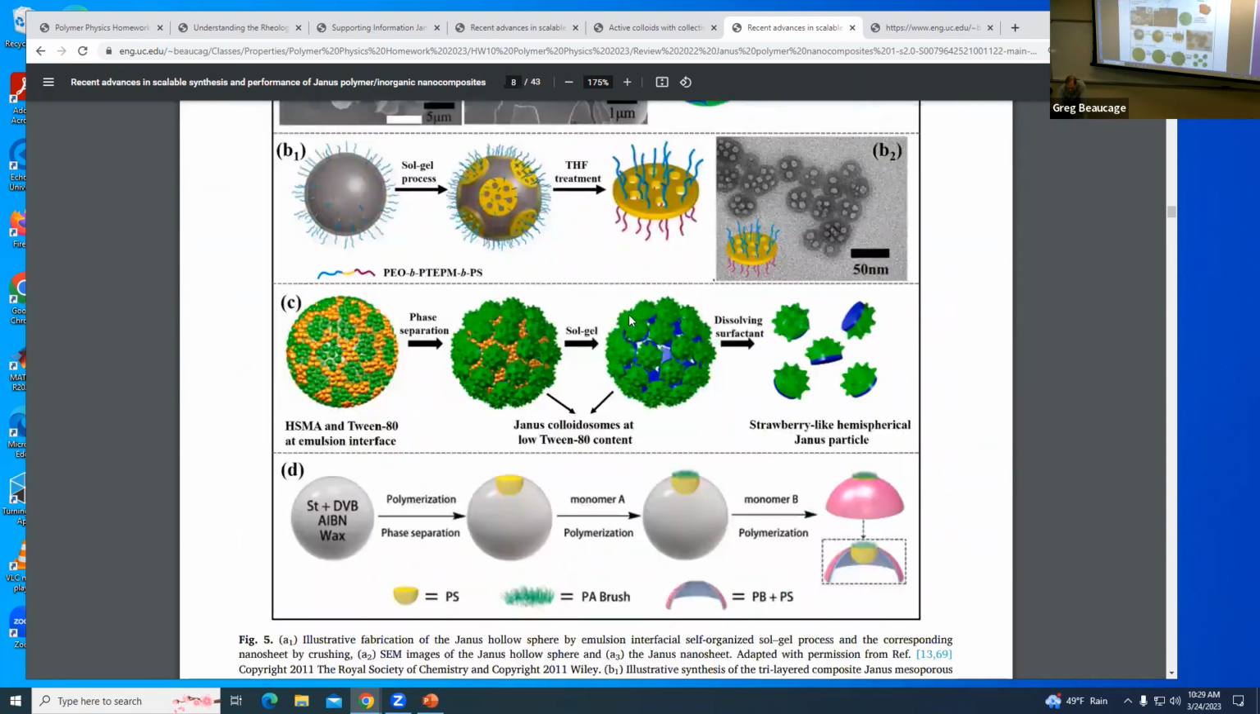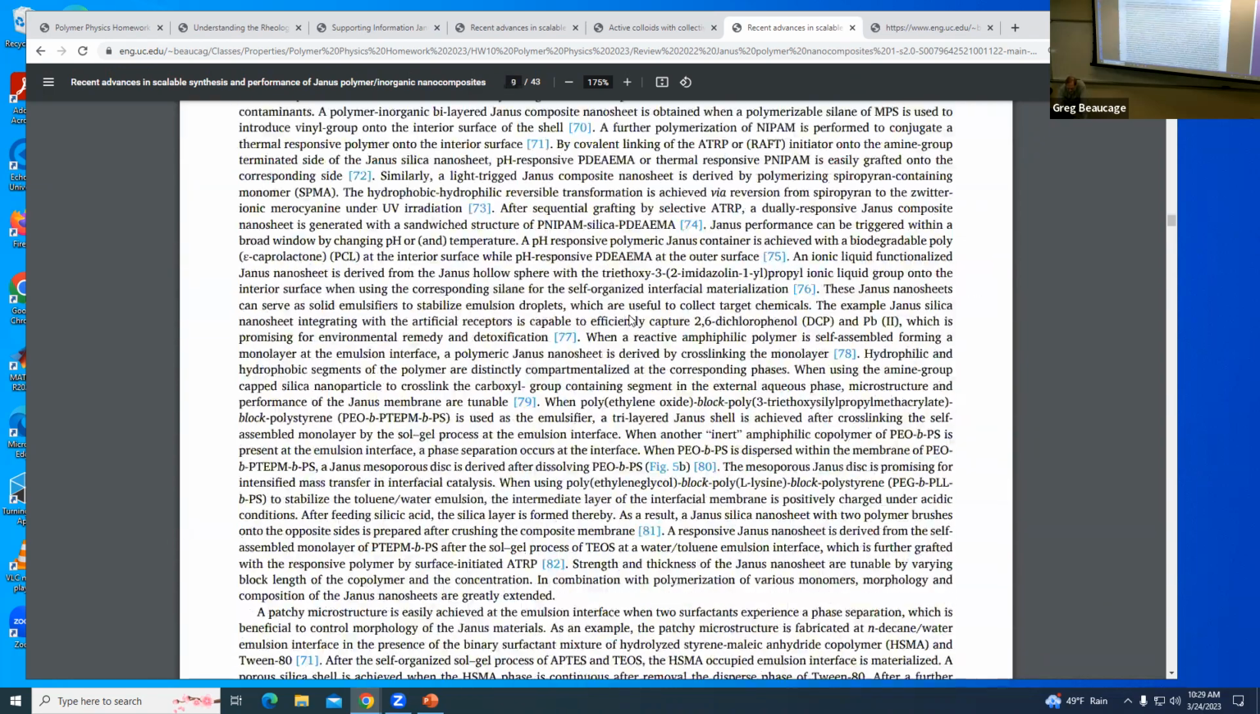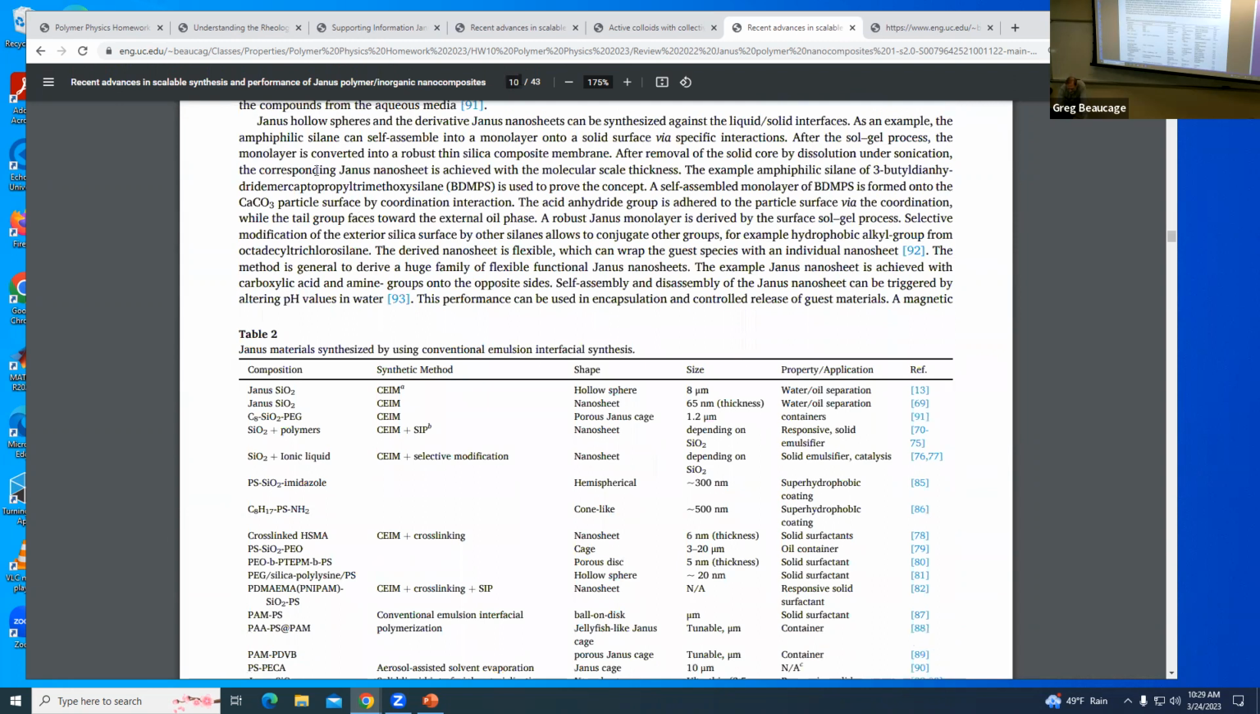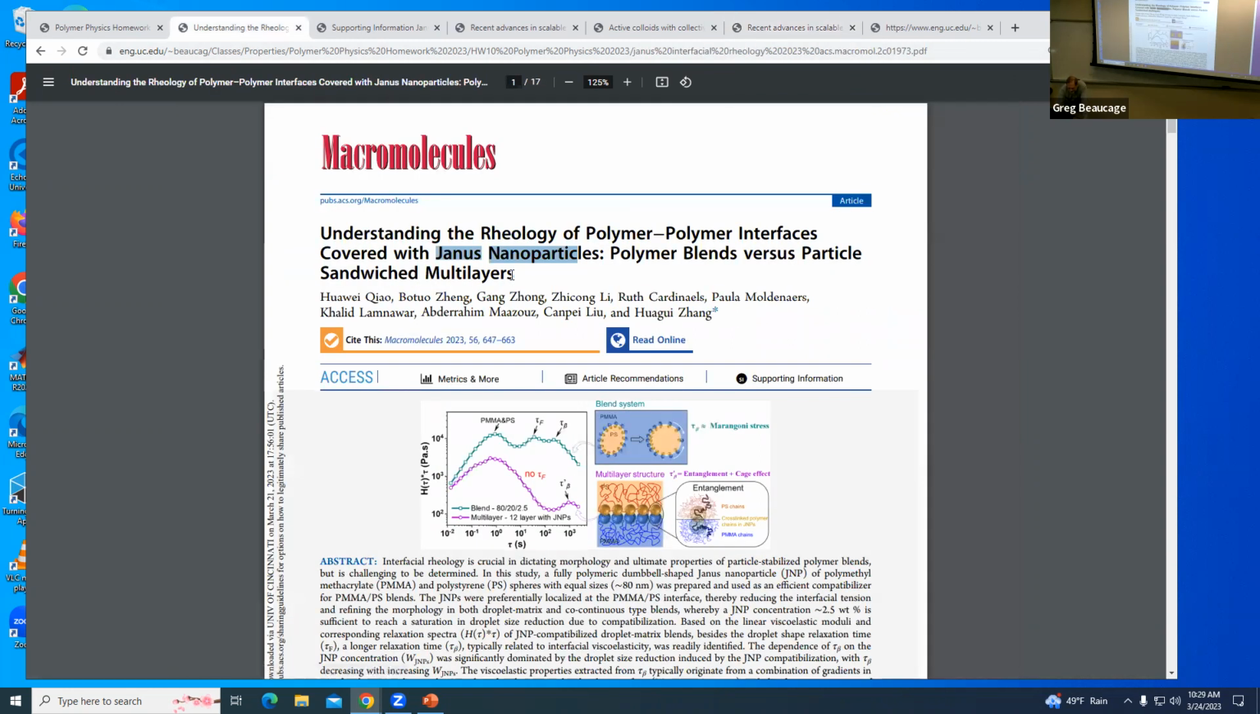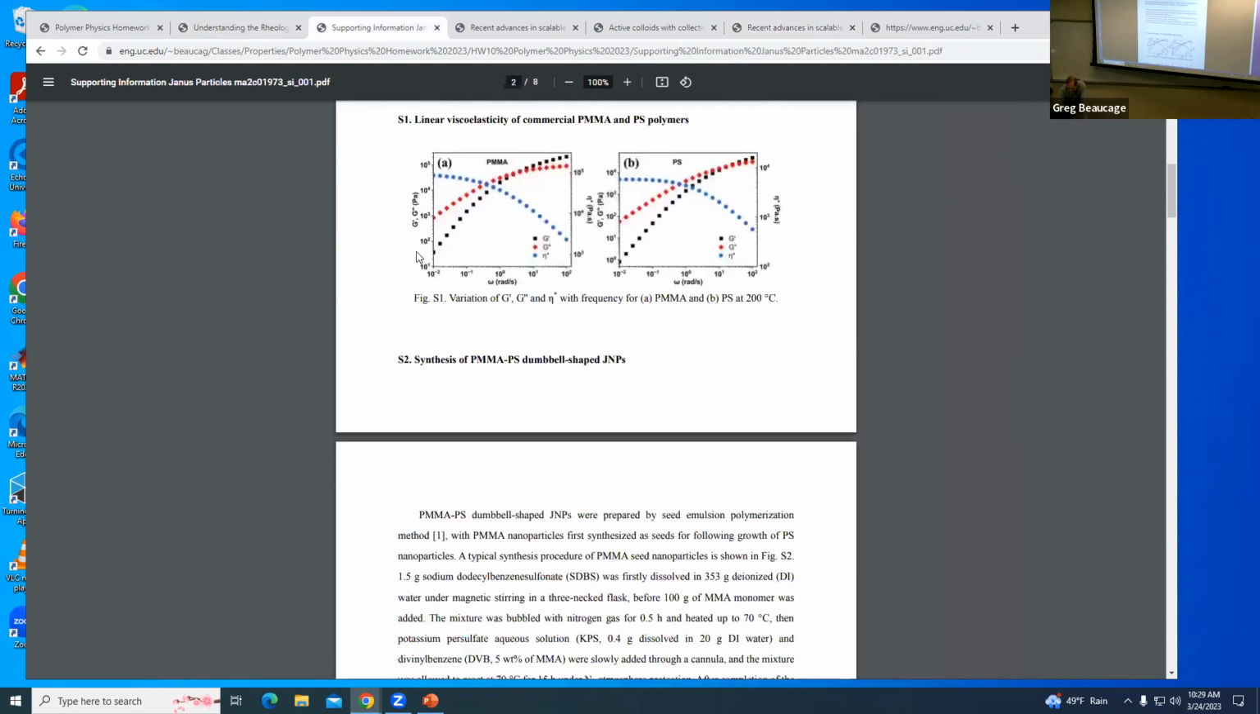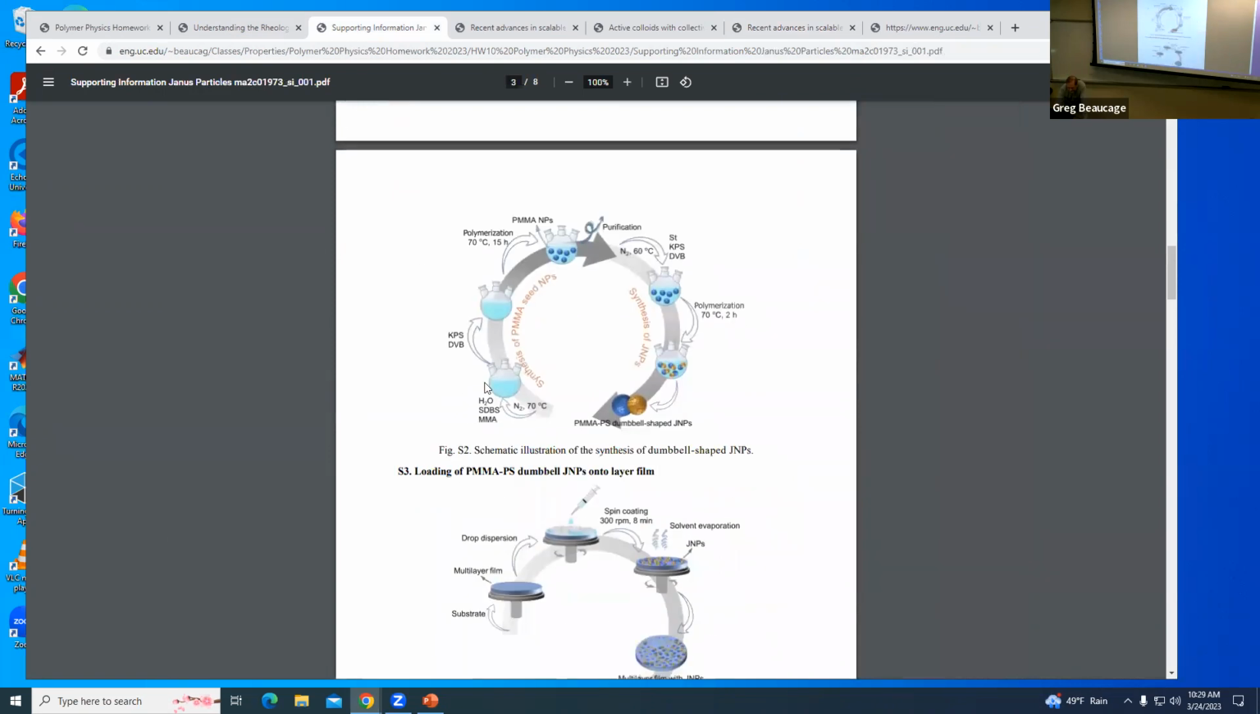In fact, they show in this review paper the thing that this guy's doing. So what he's doing is he does what's called latex polymerization. So you take water, right, and you take PMMA, which is like oil.